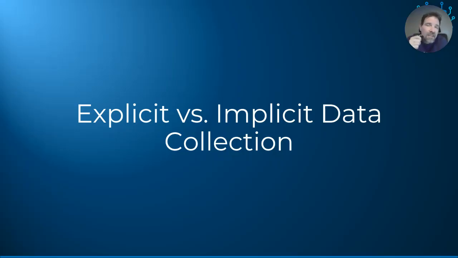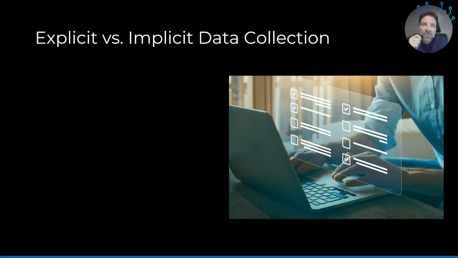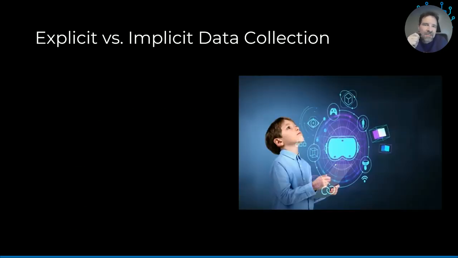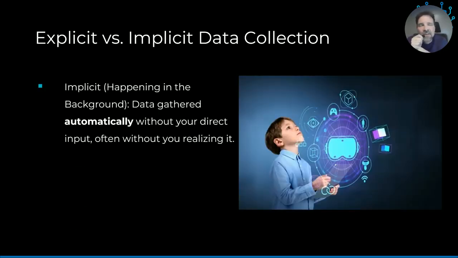The difference between explicit and implicit data collection. Well, explicit is the information that you know you are providing, right? So when you're filling out a form, when you're creating an ID, you're providing data, and you're aware you're providing that data. Implicit, on the other hand, is happening in the background, and you're not really fully aware of what type of data is being collected, right?